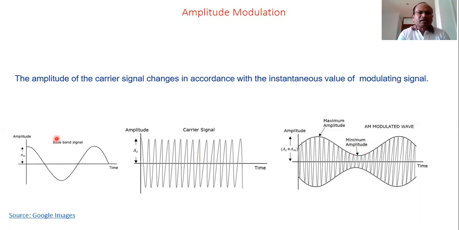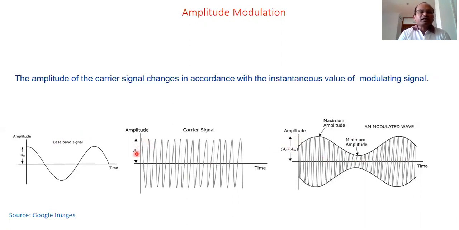This is the message signal and the high frequency carrier signal. And if you look at the third diagram, you can understand the frequency is not changing, but the amplitude of the carrier signal is changing. And it is attaining its maximum value AC plus AM. Why is it attaining AC plus AM?